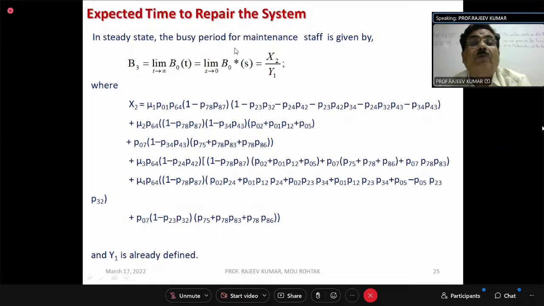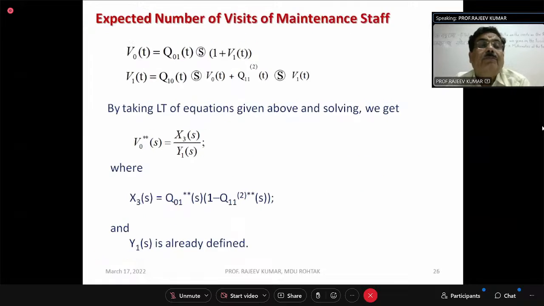The busy period for maintenance staff is computed using the same logic, drawing the recursive relations and solving them. We have B3, X2 or Y1, where X2 is this function. I'm skipping the mathematical part just to show how we compute the measure and how we do the analysis. If someone is interested, the paper is already published and available, and I have also already mentioned the books to you. The mathematics is given in all those books.